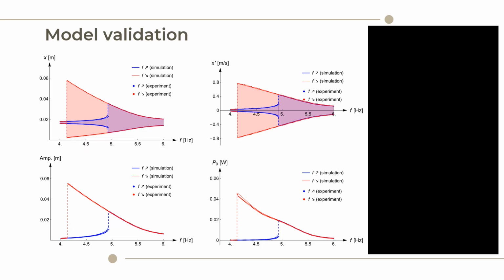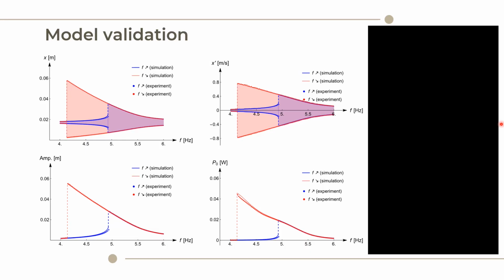The blue color of the line has been used for the characteristic determined for increasing excitation frequency, while red color for decreasing excitation frequency. The shaded areas represent all values of position x and velocity x dot between minimum and maximum values. In all cases, a sharp increase in the range of vibrations can be observed, blue dashed line, here and here. As the frequency is further increasing, the corresponding ranges gradually decrease.